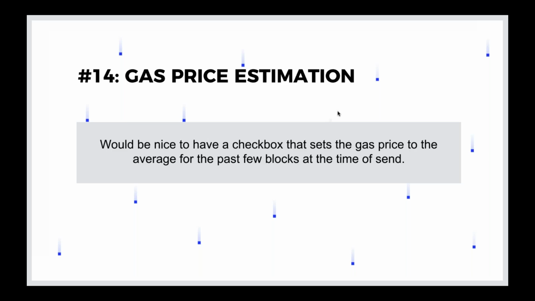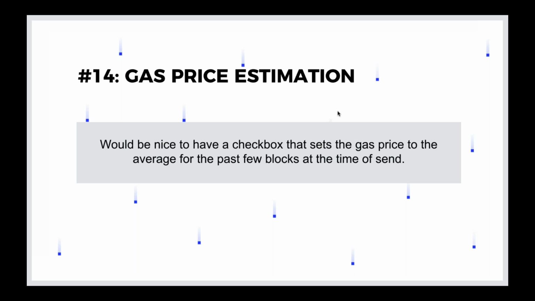Okay, we have another one. One of the requests that we have had on the Ethereum Reddit thread is that people have said it would be nice to have a checkbox that sets the gas price to the average of the past few blocks at the time of sending. So what do they mean by this?